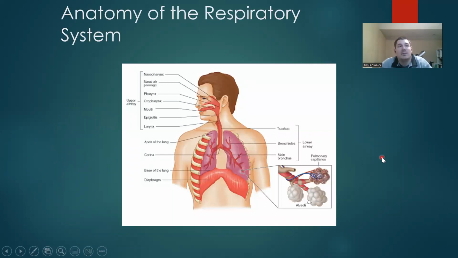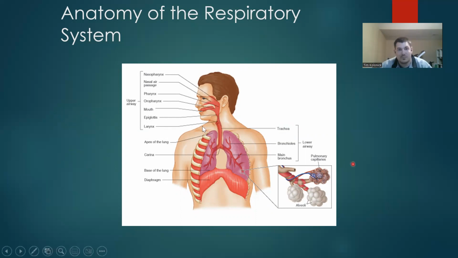Little anatomy and physiology review. So the airway is broken up into both the upper and lower airways. The upper airway involves the nasopharynx, the oropharynx, all the way down to the larynx. The function of that upper airway is to humidify, warm, and moisten that air as it comes into your lungs, right?